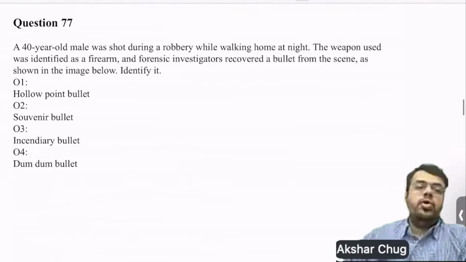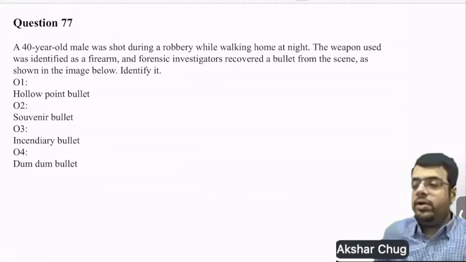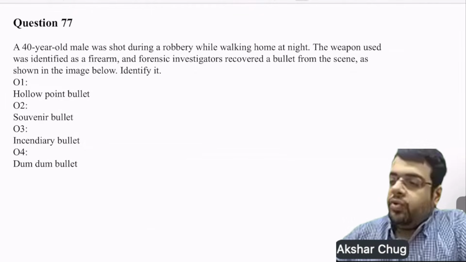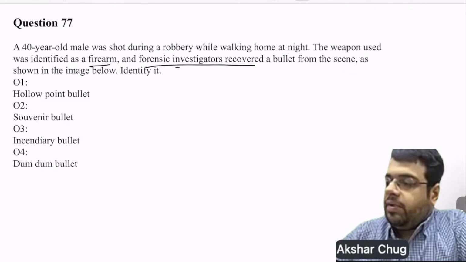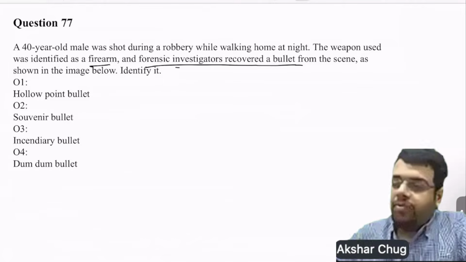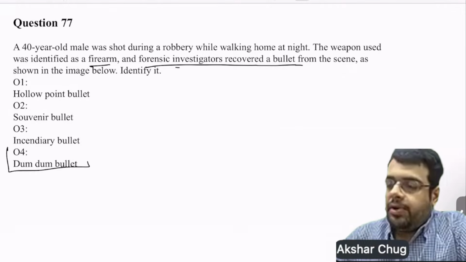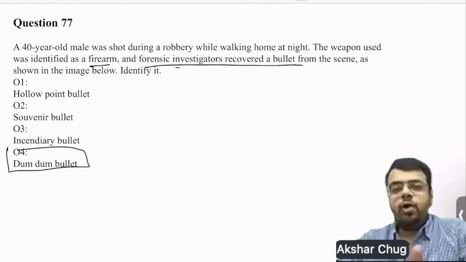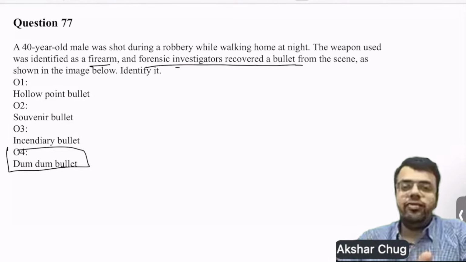Moving on to question 77. A 40-year-old male was shot during a robbery while walking home at night. The weapon used was identified to be a firearm, and the forensic investigators recovered a bullet from the scene as shown in the image below. So again, the image of the bullet showed a dum-dum bullet, in which the distal end of the bullet would deform itself in order to cause less trauma.